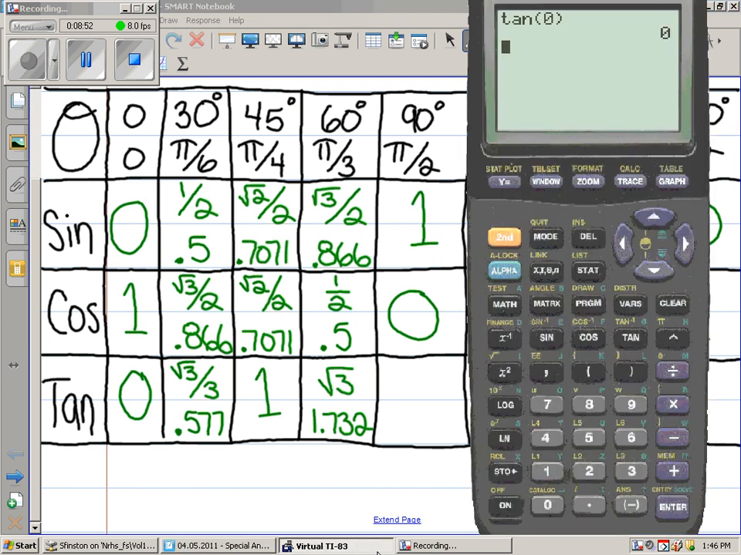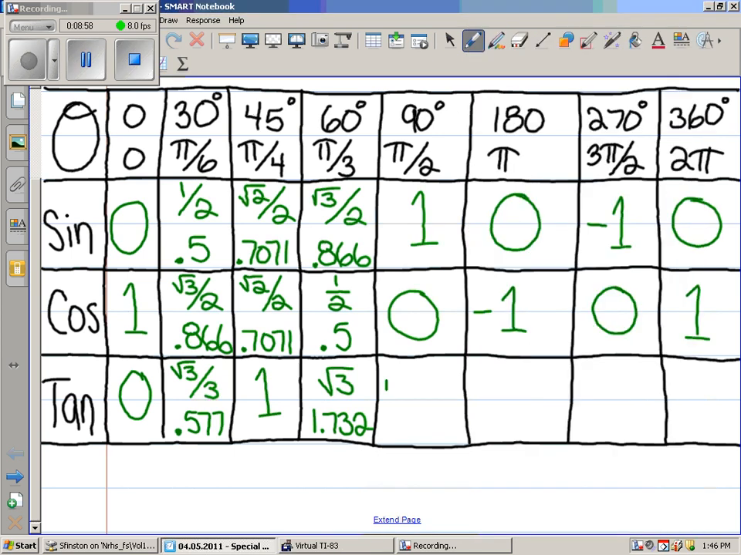Tan of 90. Let me show you this in the calculator for anybody watching at home. If you try and punch tan 90 and you get an error, guess what I'm going to put down there? If you get that error message, don't write error. You're going to write undefined. Undefined. What's the tan of 180?